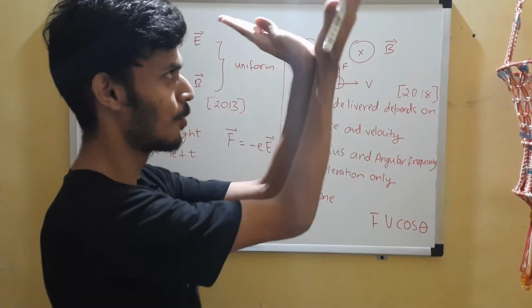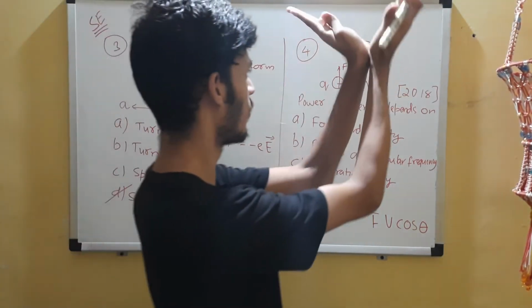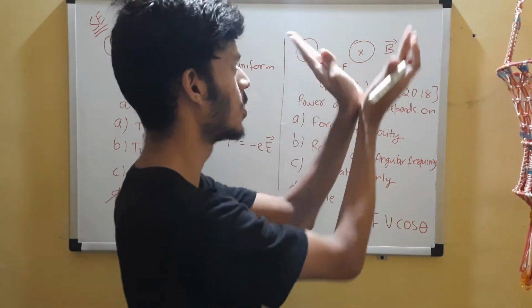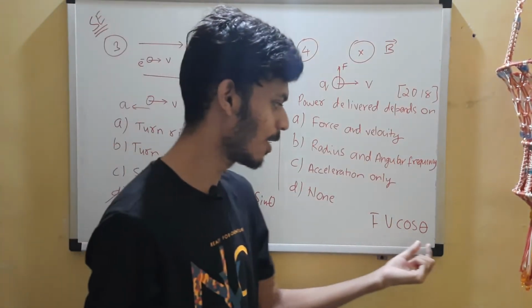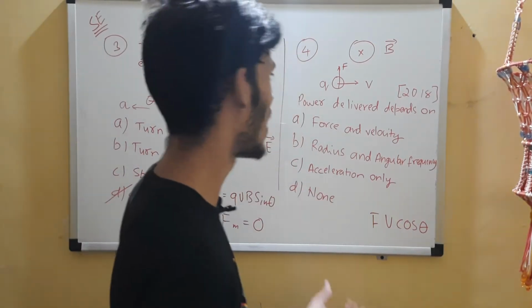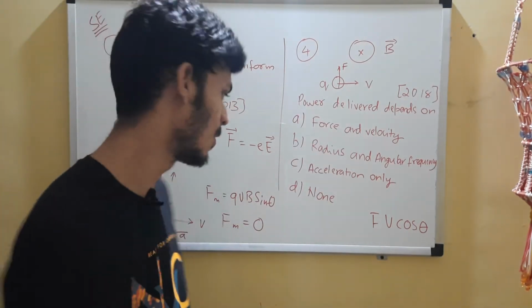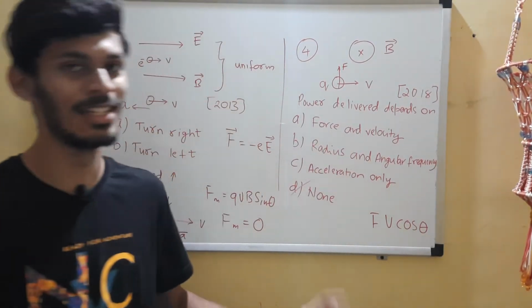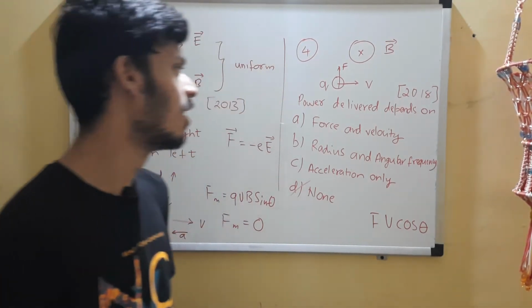You can see that force and velocity will always be perpendicular. It will perform uniform circular motion. So it is Fv cos 90. Cos 90 is 0, which means the power delivered does not depend on force and velocity. It will always be 0. So option D, none, is the correct choice over here, because it is always 0. It does not depend on this factor.